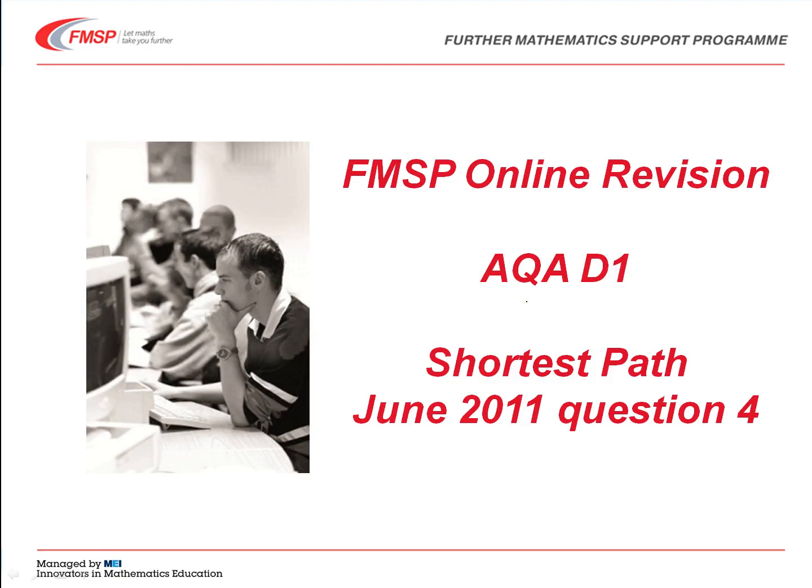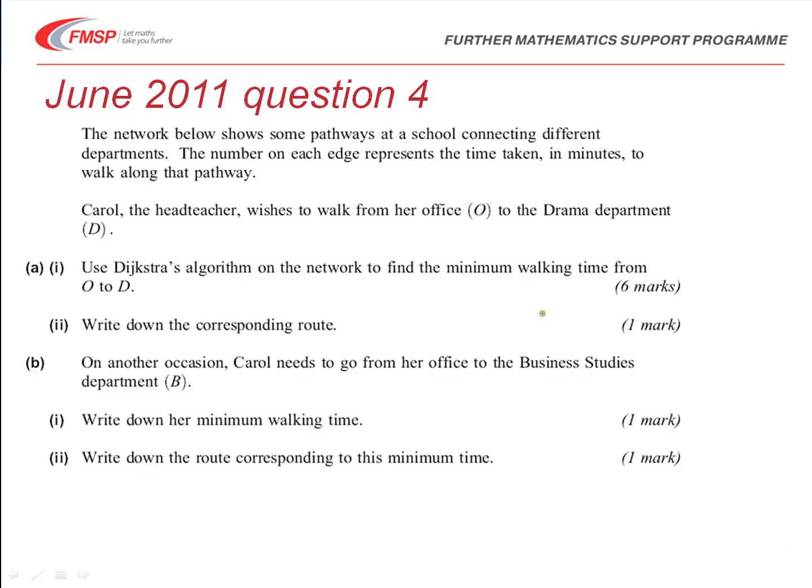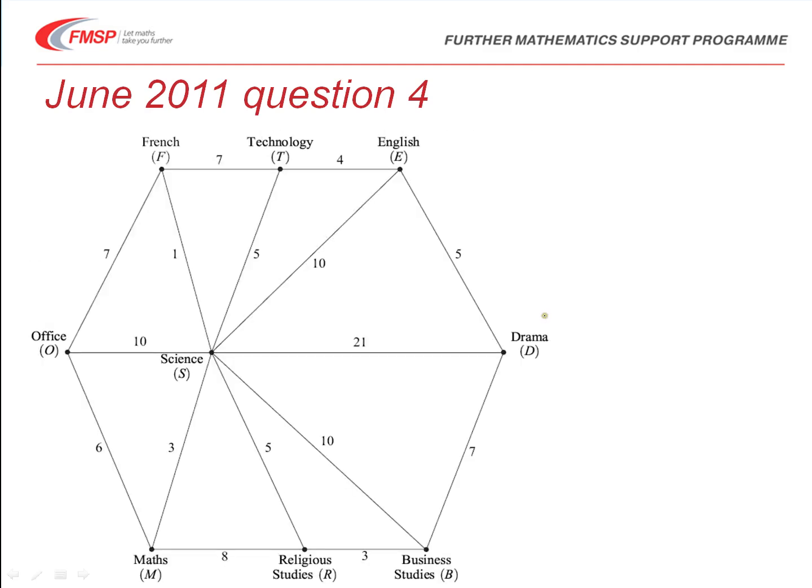Welcome to this online revision session for AQA D1, in which we're looking at the June 2011 question 4 involving the shortest path. In this question we're given a network which shows the pathways at a school connecting each department, and the numbers on the edges represent the times along that path. You can see that on the next slide. There it is.